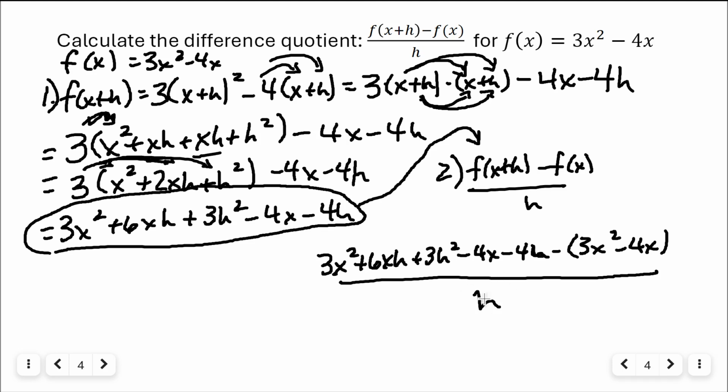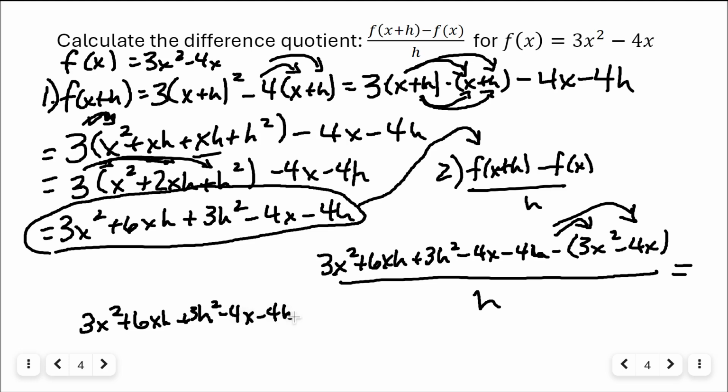Now, the goal is to get this h to go away somehow. All right, let's see if there's any more algebra I can do. I can't combine any of these, but I can distribute the negative to both of those. So if I come over here, that will give me 3x squared plus 6xh. I'm just recopying everything that I already had there. One of the most common mistakes in this is that you copy stuff wrong from one step to the next, and then it doesn't work out. And then I distributed the negative to both of those, all over h.